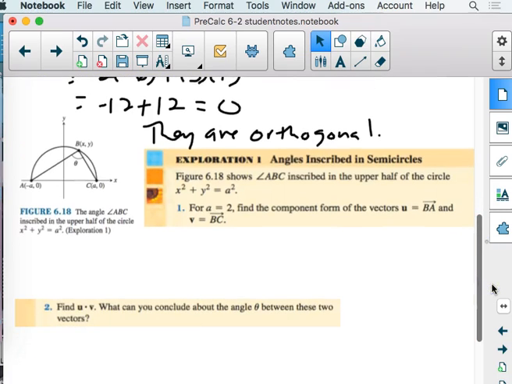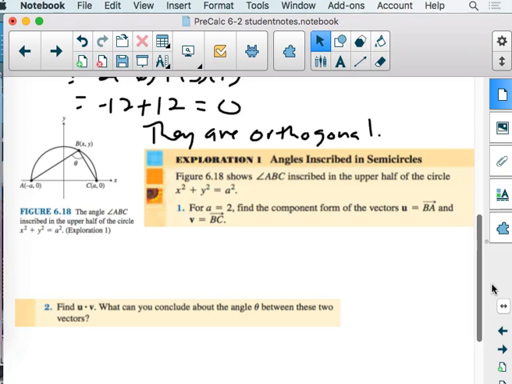So this says exploration. We have angles inscribed in semicircles. So here's our angle. Inscribed means it's fitting right inside of there. And it says angle ABC is inscribed in the upper half of the circle. And in geometry, which was, I know, eons ago, what you learned was that whatever you have for this cutoff arc, this inscribed arc angle will be half of that. So this is 180 degrees, and this little bugger back here is 90.